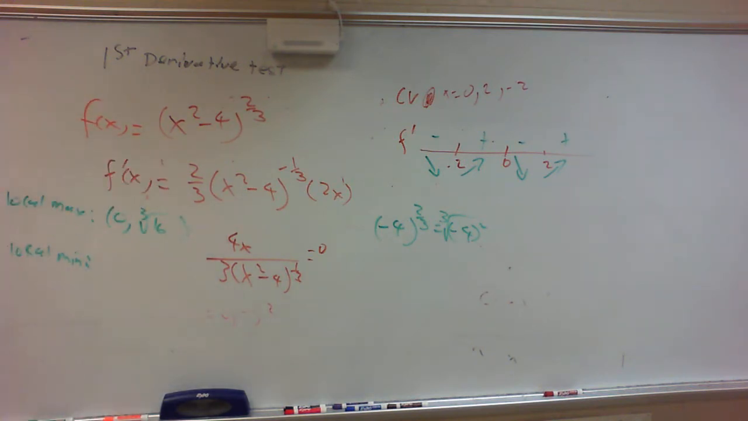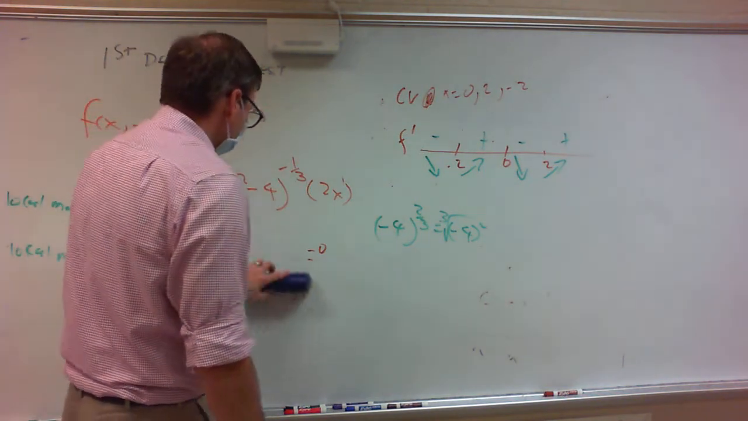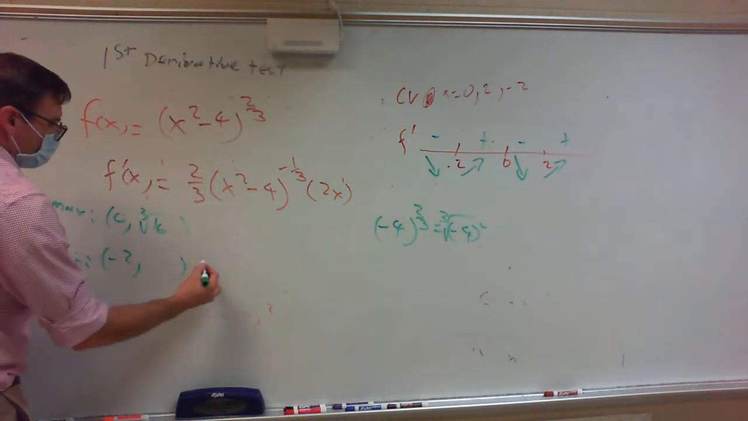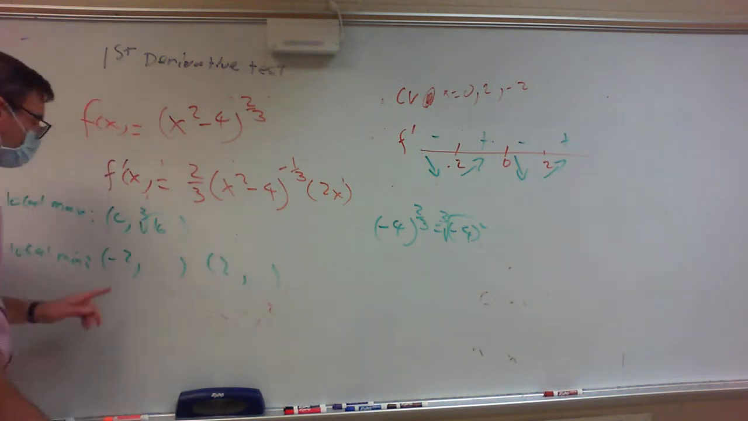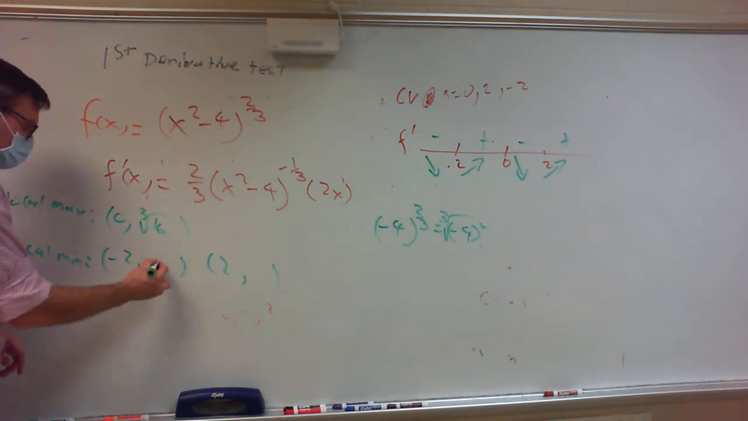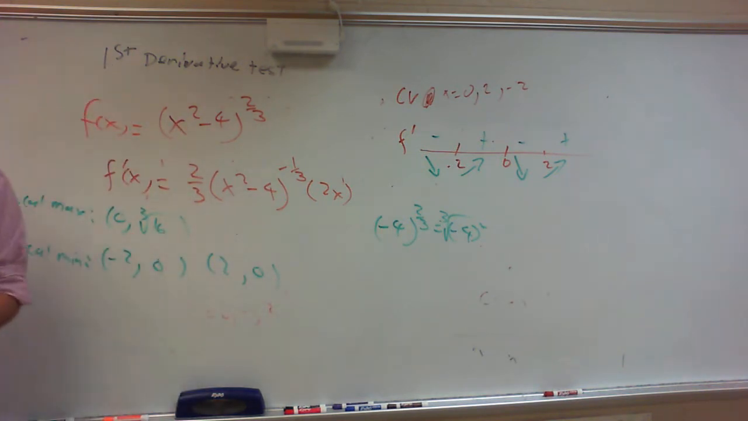All right, now let's talk about local mins. What x values give me local minimums? Negative 2 and 2. If I plug negative 2 into my function, what am I going to get? 0. And if I plug 2 in, I still get 0.